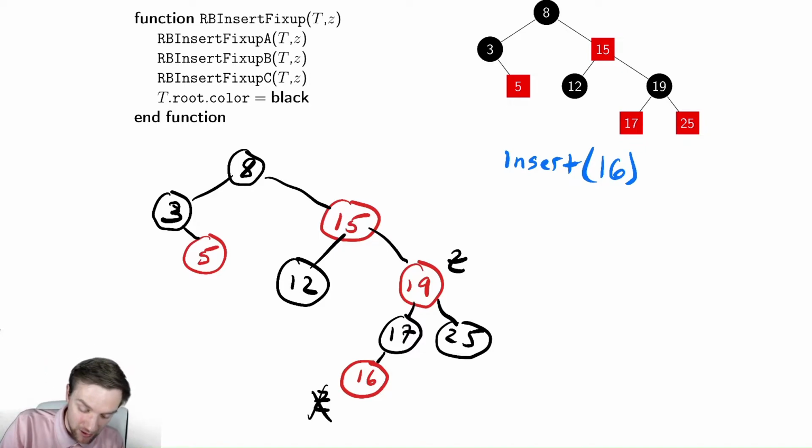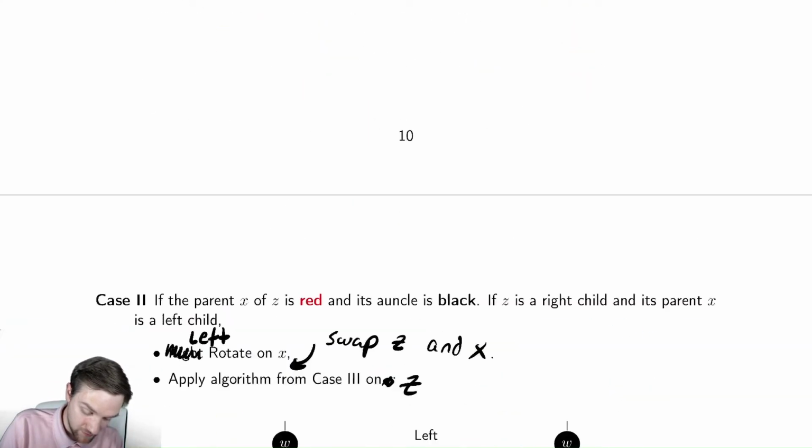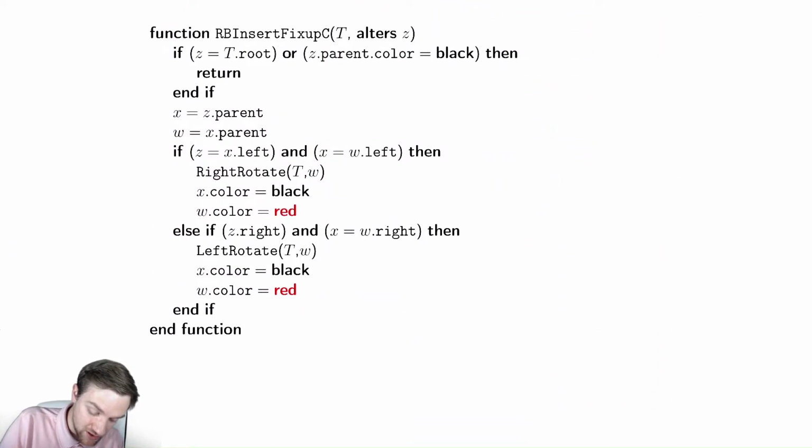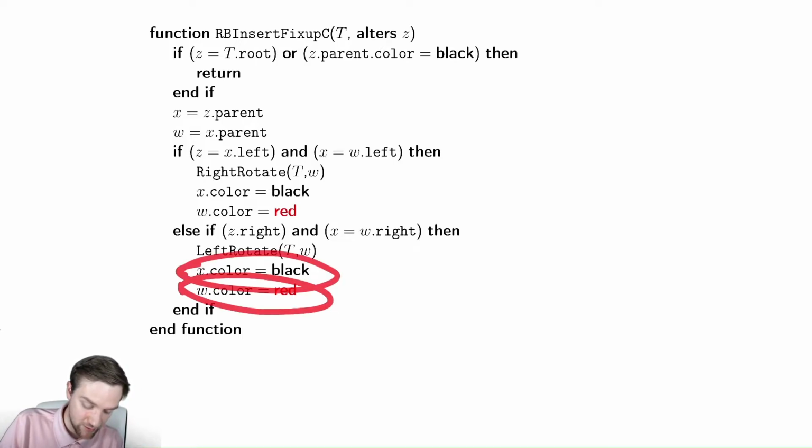Look, I still have it broken. I still have 15 and 19 red, but my parent's sibling, which is 3, is now a different color than my parent. So what am I going to do? In this situation, both my parent and myself are a right child. The way I was supposed to deal with this, if we scroll all the way up to make sure we get the code right, is that when we are both right children, we're going to left rotate on the grandparent and then recolor the parent and the previous grandparent.